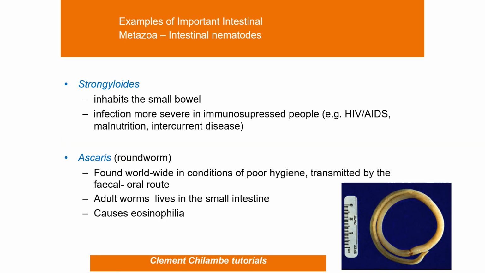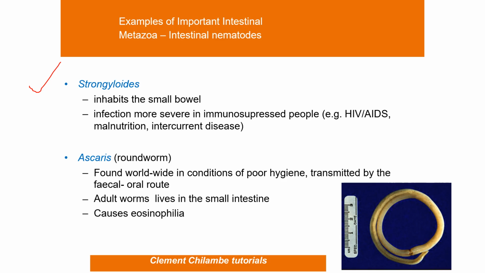Now, we continue. We also have another example, which is the Strongyloides. The Strongyloides inhabit the small bowel, of course, and infection is more severe in immunosuppressed or immunocompromised people, such as those suffering from HIV and AIDS, and also those with malnutrition, and those with intercurrent disease. So Strongyloides take advantage of that, and that's why they infect.